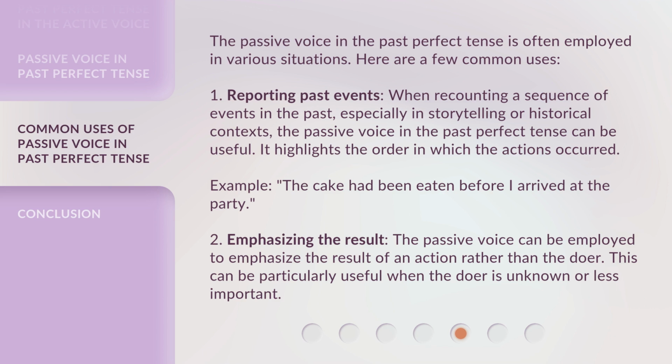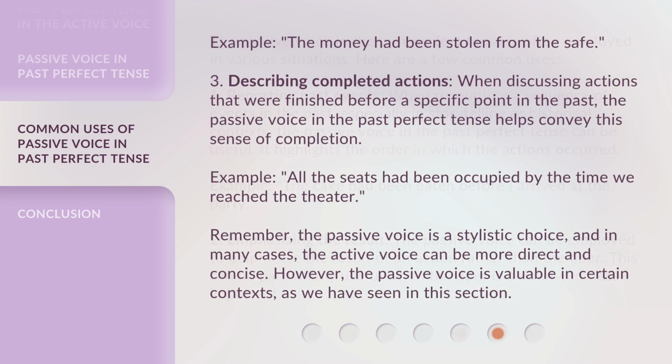2. Emphasizing the result. The passive voice can be employed to emphasize the result of an action rather than the doer. This can be particularly useful when the doer is unknown or less important. Example: the money had been stolen from the safe. 3. Describing completed actions. When discussing actions that were finished before a specific point in the past, the passive voice in the past perfect tense helps convey this sense of completion. Example: all the seats had been occupied by the time we reached the theater.